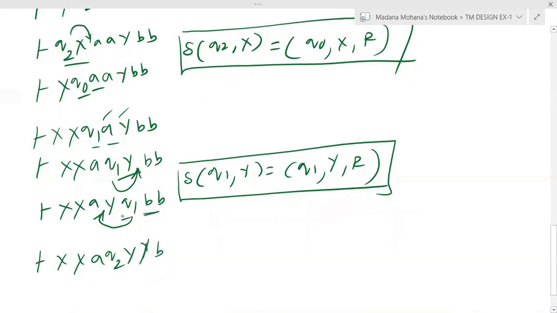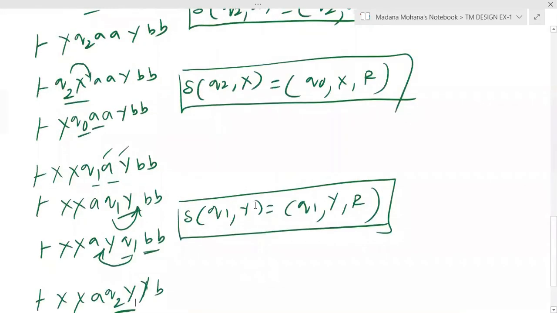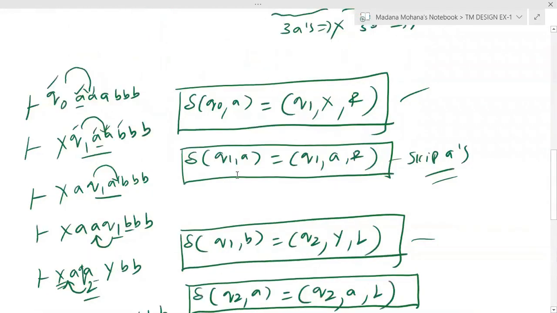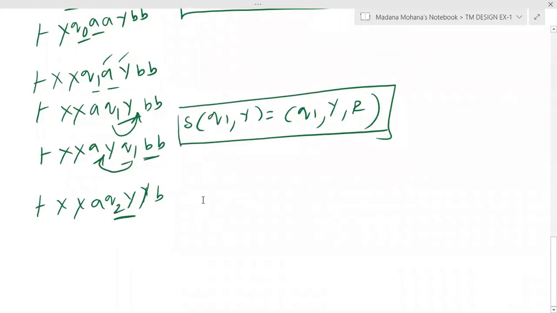Here, what is the transition? Q1 B, this is already there, so you need not take a repeated transition. Now you can see you are at Y, the state is Q2, Q2 Y. So whenever, until you get X, you can skip all Y's, all A's and move left. Now Q2 Y, this is a new transition. Q2 Y skipping we don't have, but Q1 we have, and you are at state Q2. Therefore, another new transition you can write down.